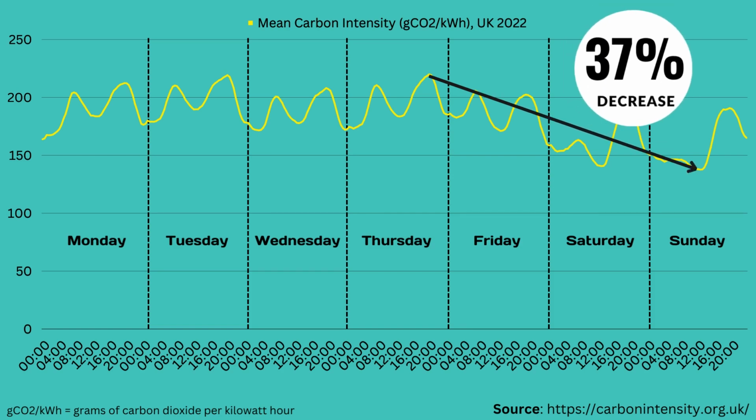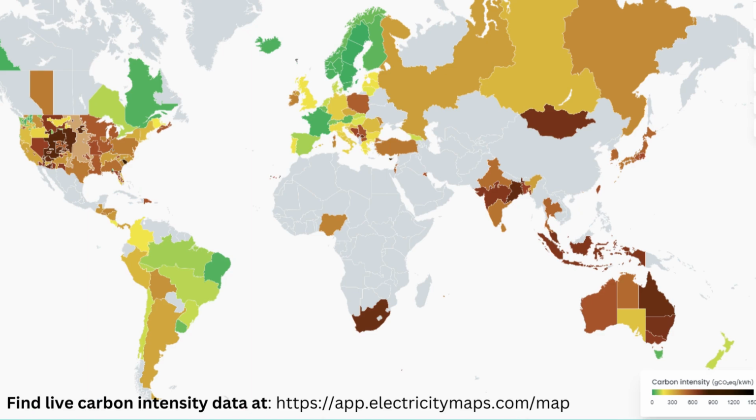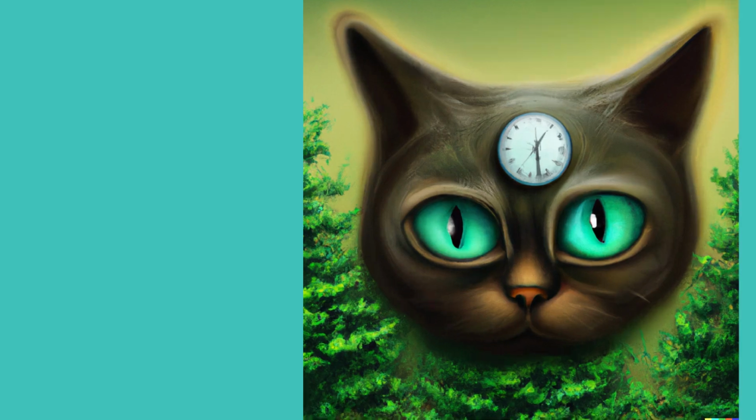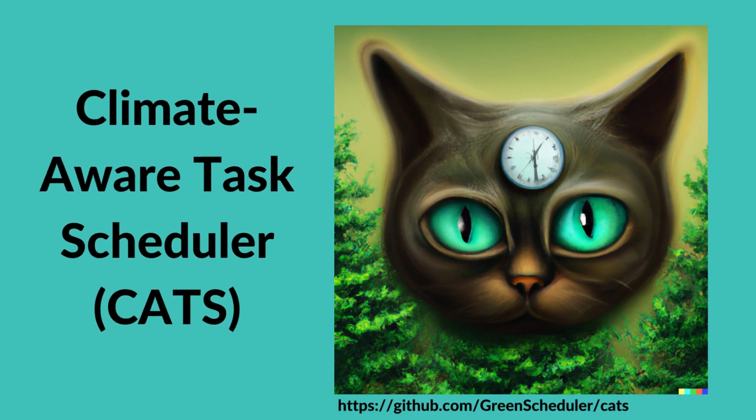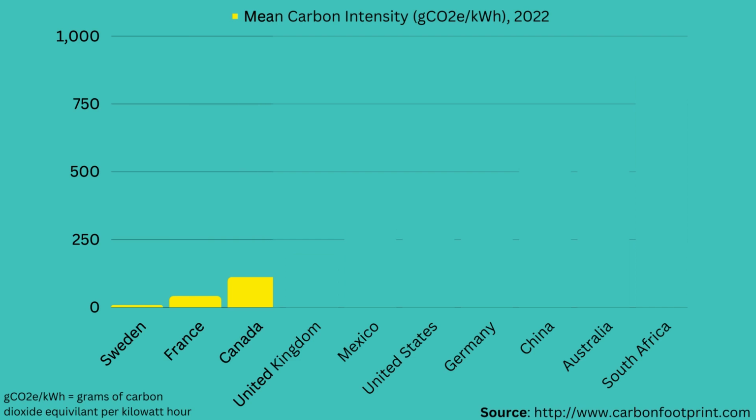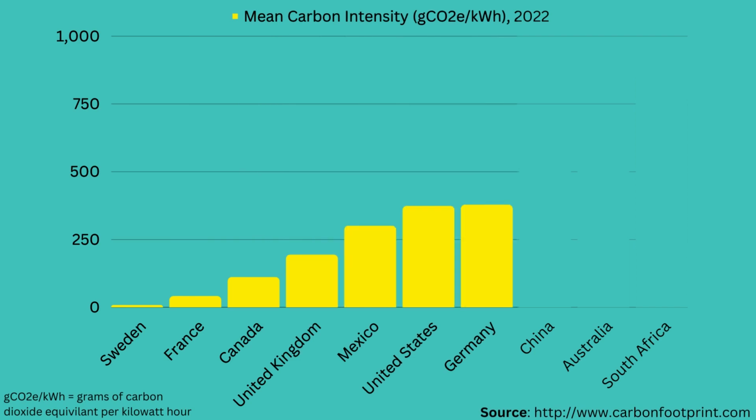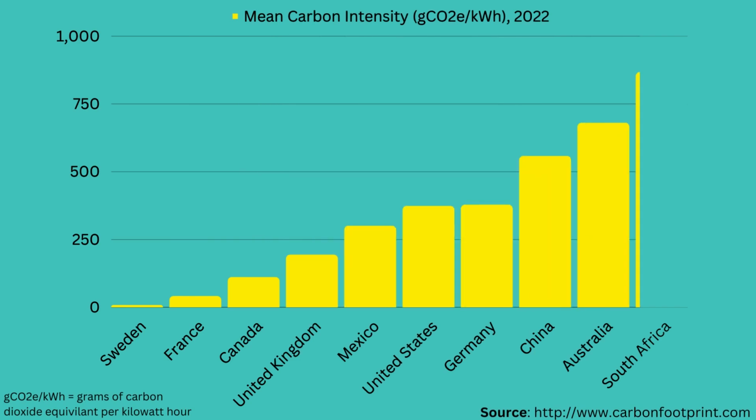You can therefore emit substantially less carbon by scheduling computing to run at times of low intensity. This can be done using automated tools that make use of live carbon intensity data, like the Climate Aware Task Scheduler, or CATS.